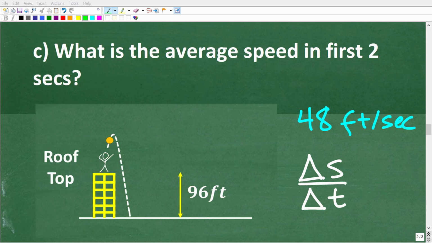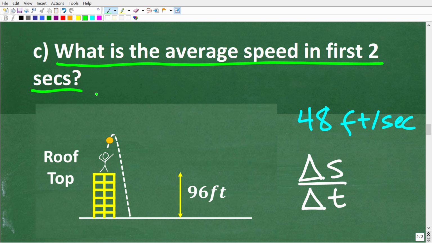So continuing on with question C, we have, what is the average speed of the ball in the first 2 seconds? Now the correct answer is 48 feet per second, and we have a formula here that we need to use to calculate the answer. But this is basic algebra, it's not that complicated.